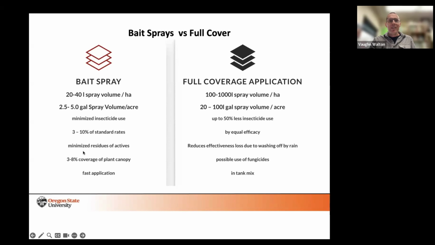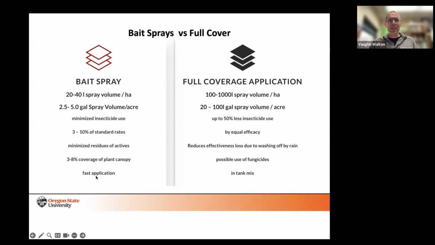So what this allows us to do is reduce our quantity of active ingredient, our toxicant. What we're also doing is we're not doing a full cover spray. You're not covering the leaves, the fruit with toxicant. You have tiny little droplets that make up anything between 3 and 8% of the whole canopy. And so you have at least 10 times less residue on your berries. And in theory, the thought is that you're going to have the same efficacy.